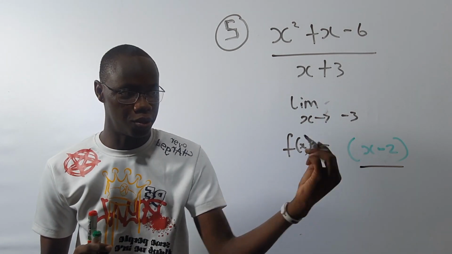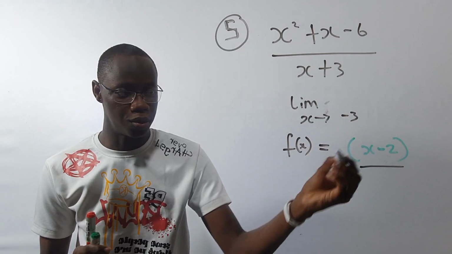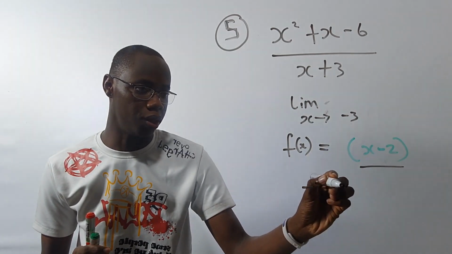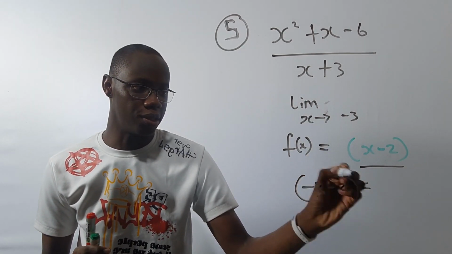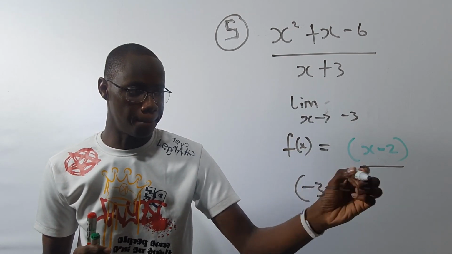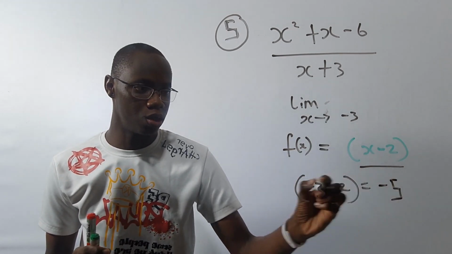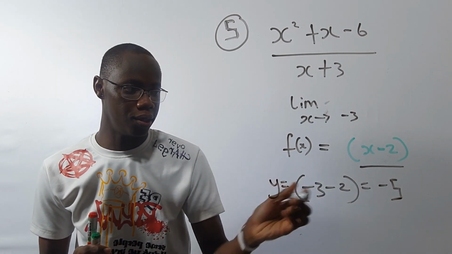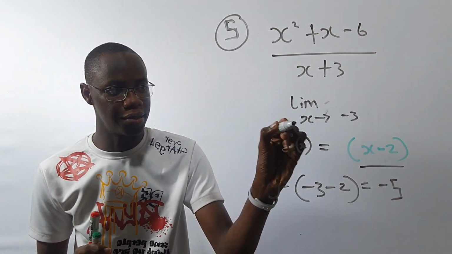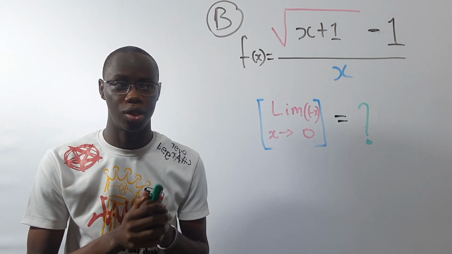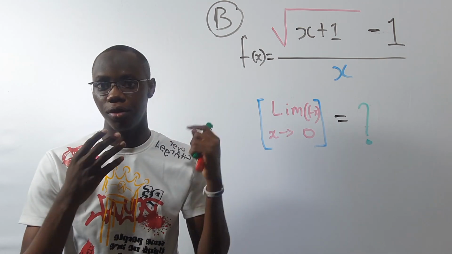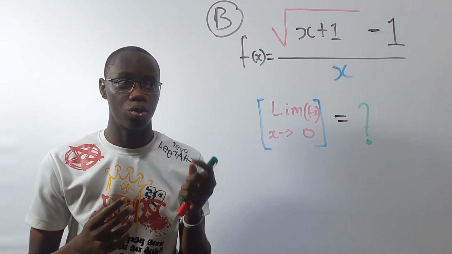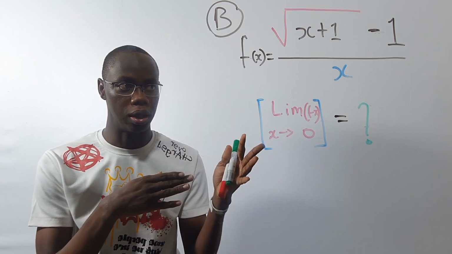So now we can directly substitute. x is now minus 3, so minus 3 minus 2 is minus 5. So the value of y is minus 5 as x tends towards minus 3. Very easy. This one is actually very interesting, and it will open up your mind to everything we've been doing so far. If it wasn't clear before, it will be clear here now.